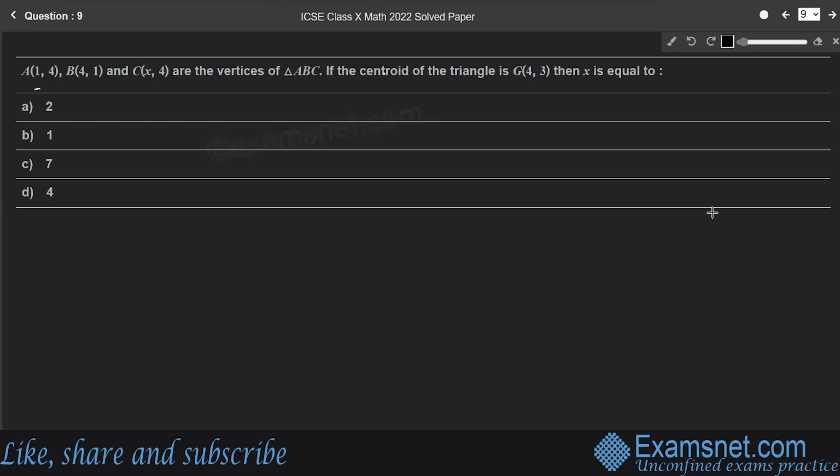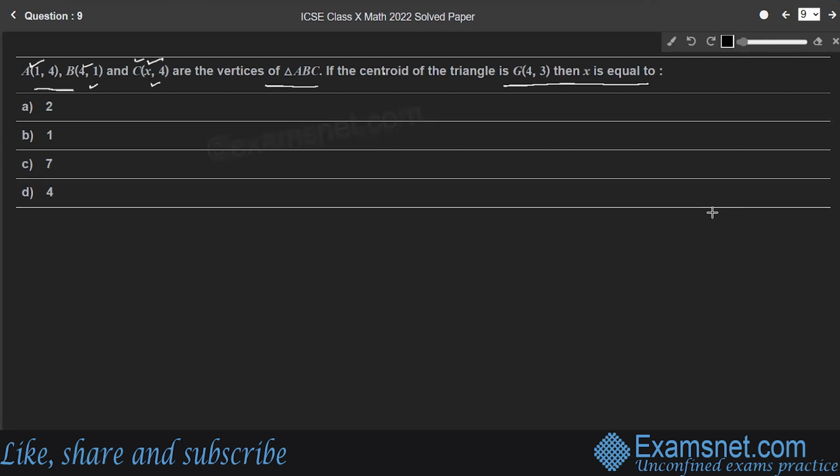Question 9. A, B and C are the vertices of triangle ABC. If the centroid of the triangle is G, then x is equal to. Here coordinates of each point are given, right? So A has coordinates 1 and 4. B has 4 and 1 as coordinates and C has x and 4, right? And the centroid is 4, 3, right? So we need to find the value of x, the x coordinate of point C.